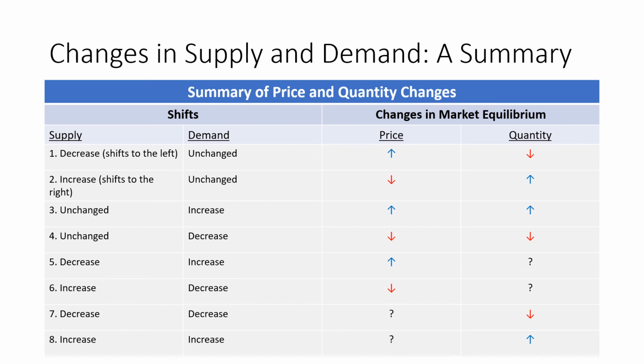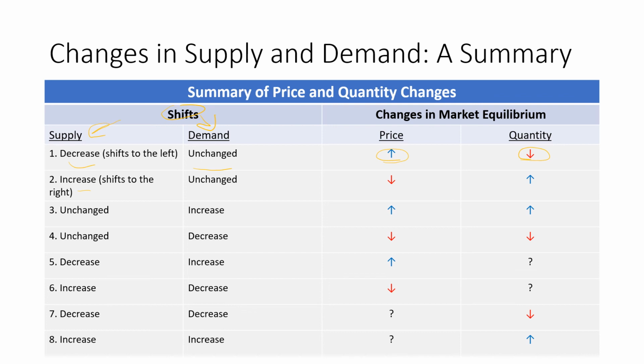So just to read our table here, which you will want to refer to, we have what the shift is taking place for supply. Here we have shifts in supply, shifts in demand, and our options are unchanged, decrease, or increase. And this is what happens. So if we have a decrease in supply, no change in demand, then our price will go up and our quantity will go down. And that's how we're going to read that.